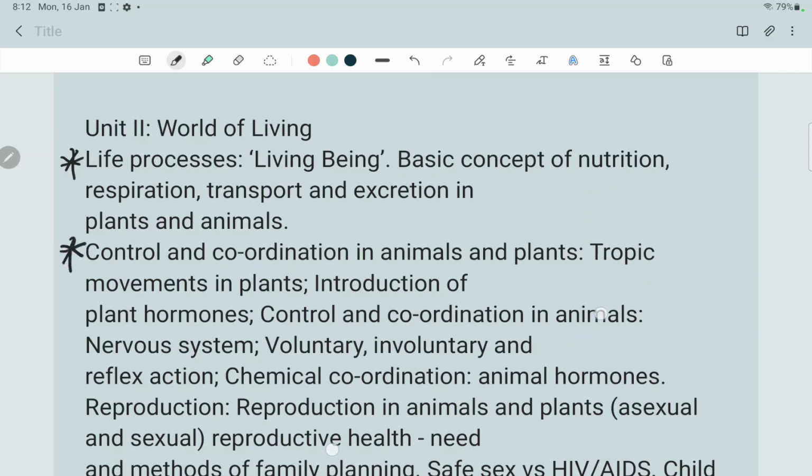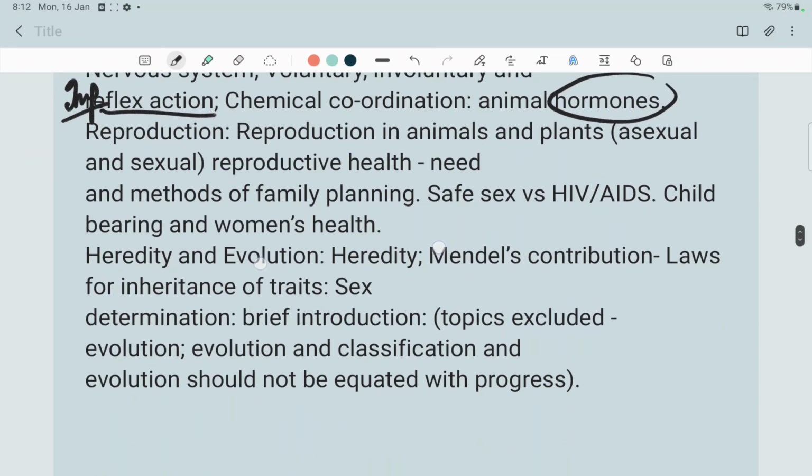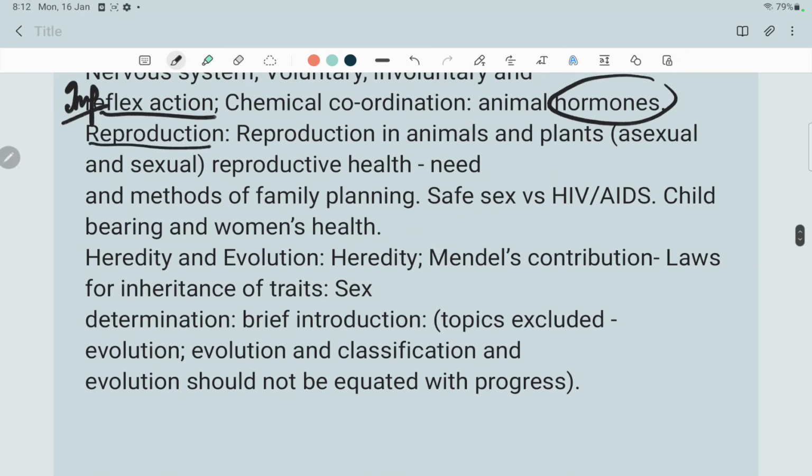Next, control and coordination. So basically the human brain. Then we must know about reflex action. This is an important topic. We must know about the hormones, both plants and animals, and the movements of plants, that is the nastic and the tropic movements. Then the next chapter, which is chapter number 8, how do organisms reproduce?